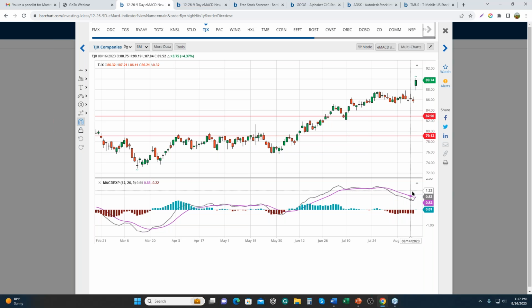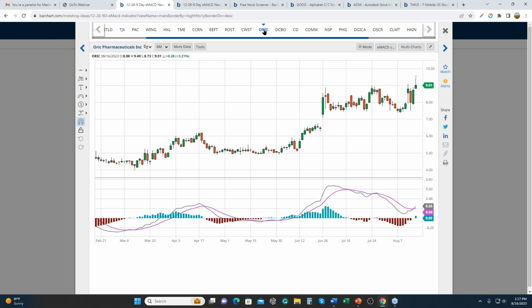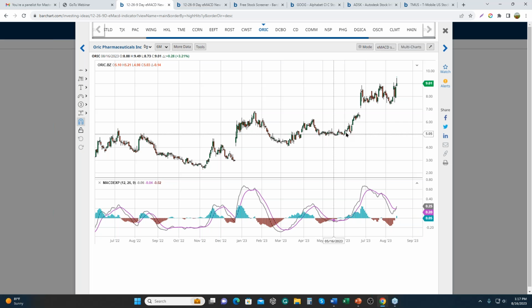So let me go and look at a couple of the ones that popped up this morning that I did a little analysis on. The first one here is Oric. This is a pharmaceutical company. And notice, if I'm looking at this in terms of a trend, we have this kind of uptrending cycle. And recently price has paused, and then it looks like we're trying to get a little bit of a breakout today.